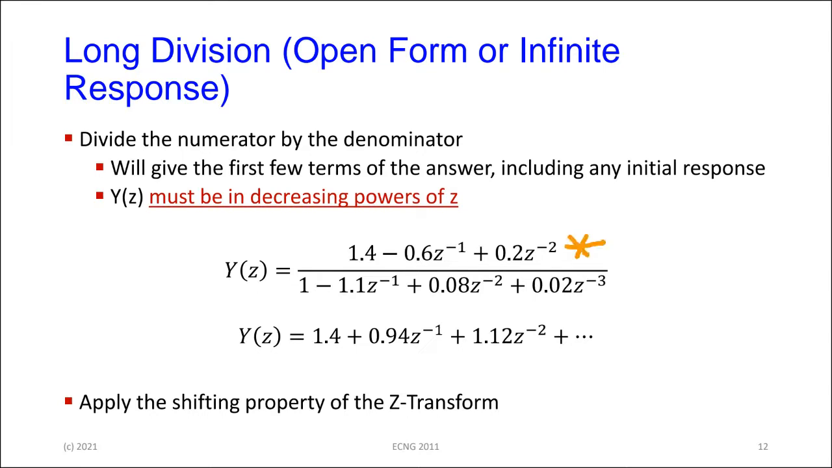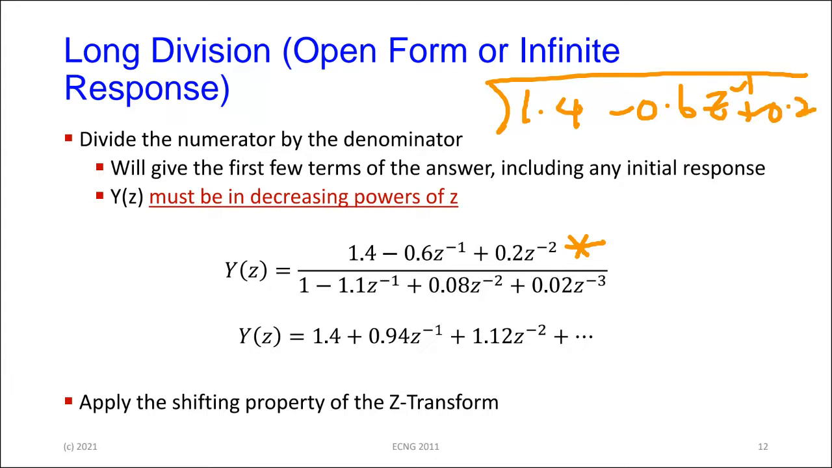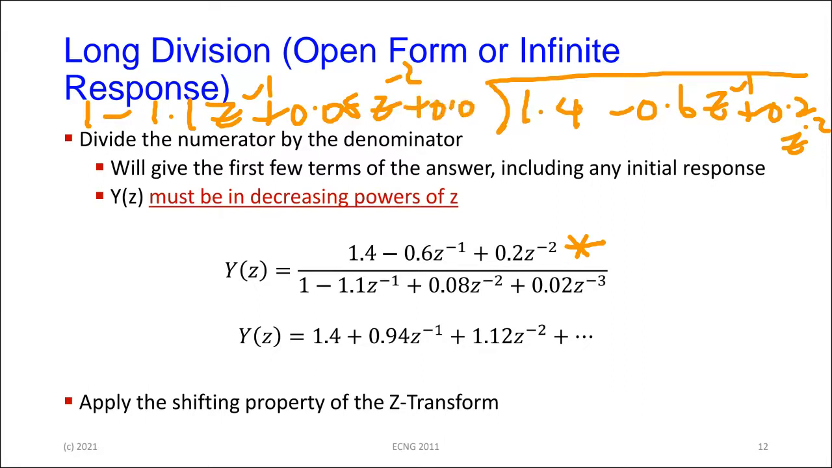I'm dividing this by this. So you do your normal algebra: 1.4 minus 0.6 z minus 1 plus 0.2 z minus 2. The screen is a little bit cramped, right? And then you put this out here, the same: 1 minus 1.1 z minus 1 plus 0.08 z minus 2 plus 0.02 z minus 3.